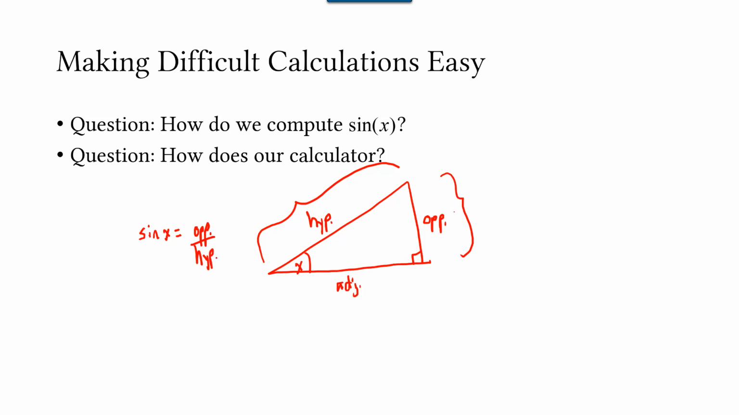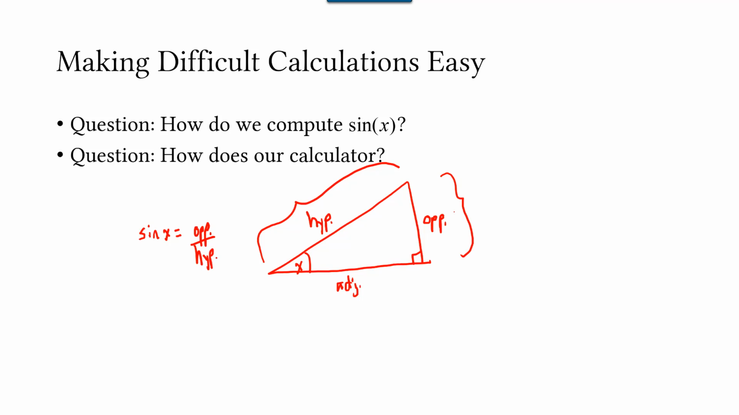Well, we know, of course, that our calculators don't draw right triangles and measure sides when we ask it to find the sine of some angle x. So what does the calculator do? How does your calculator know what the sine of 3.2 is?